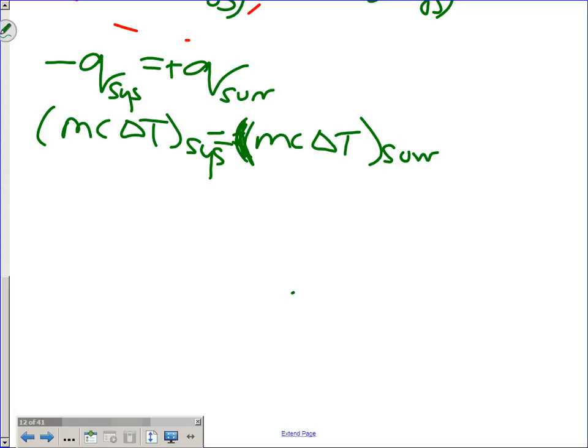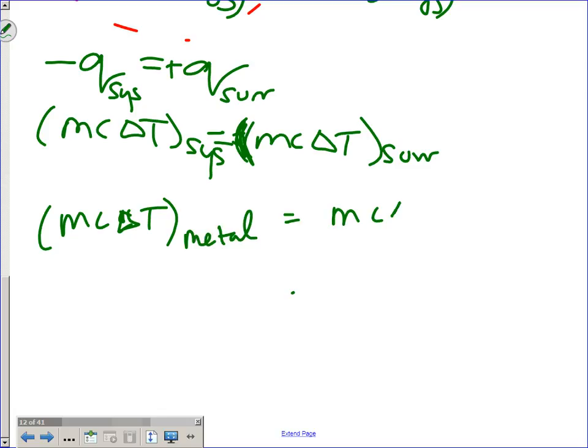So I'm just going to say that the MC delta T of the system itself, which is a little piece of metal that we're talking about, the metal here, equals MC delta T for the surroundings, which is a cup of water. So you're dropping, like, a penny in a cup of water. That's the system and the surroundings. And so the question in this particular example said, what's the C, the specific heat capacity of the metal?